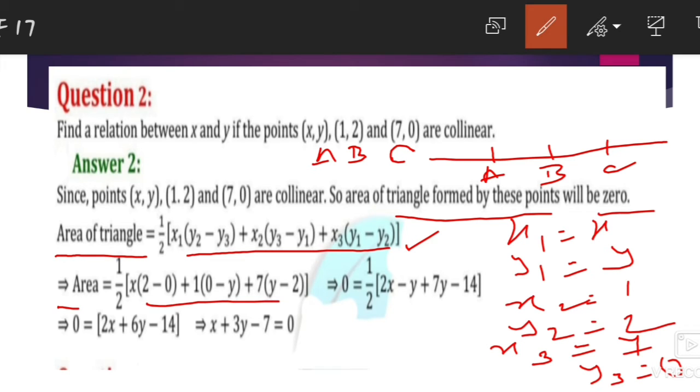Now it is given that the area of the triangle will be 0, that's why in place of the left hand side put 0 and you will get this equation. Okay, that means the relation between x and y will be x plus 3y minus 7 equal to 0, or you can write x plus 3y is equal to 7. Okay, so this is the relation between x and y.